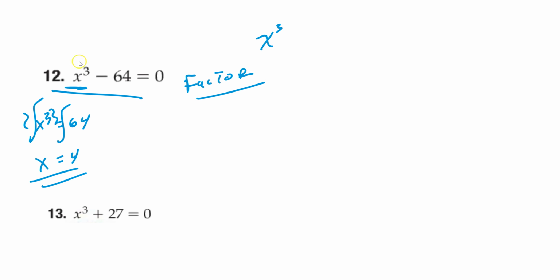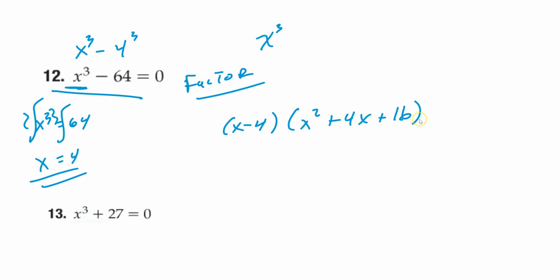I gotta find my 3 solutions. I only got 1 solution. That's not gonna cut it. So we gotta factor it. Luckily for us, it's a difference of cubes. This is x cubed minus 4 cubed. So I could factor it as same, different, you multiply them, a and b, plus b squared. Just using the formula.